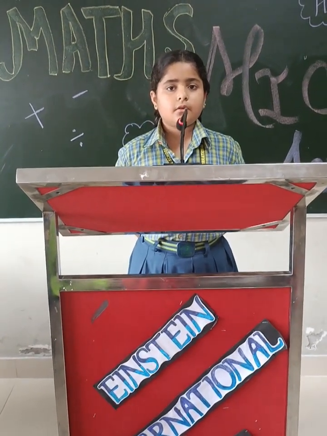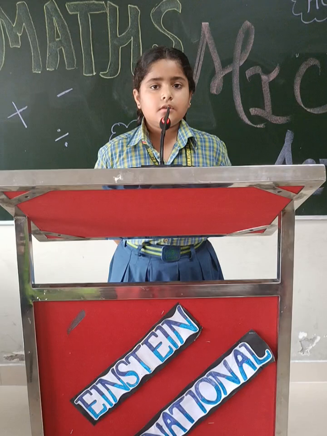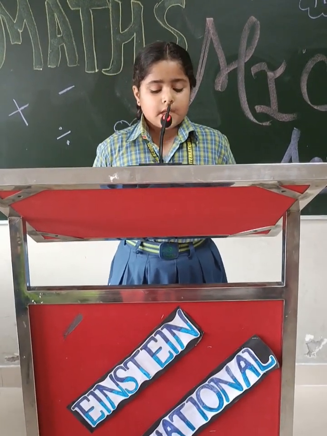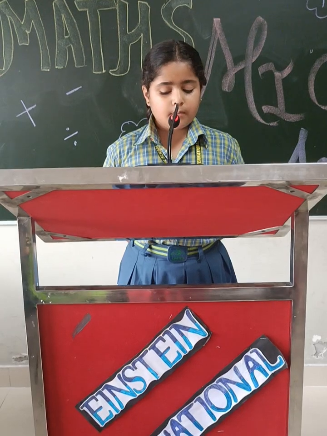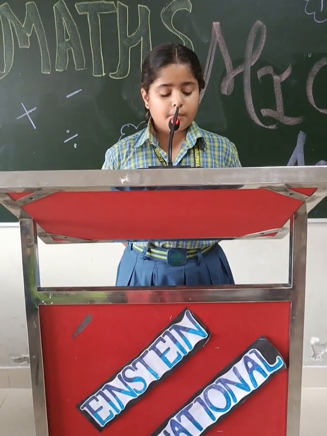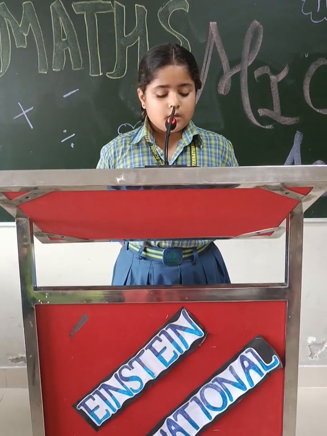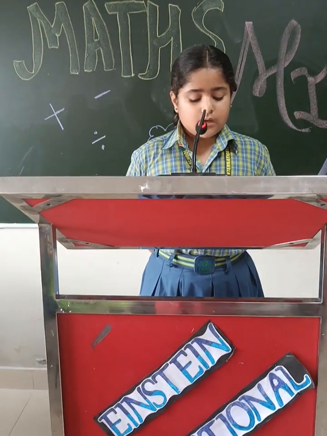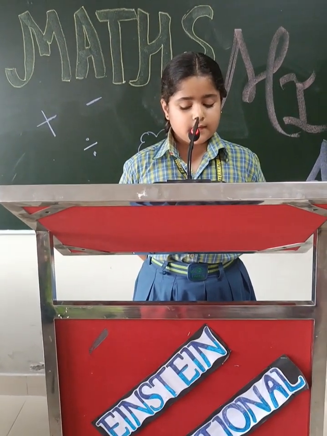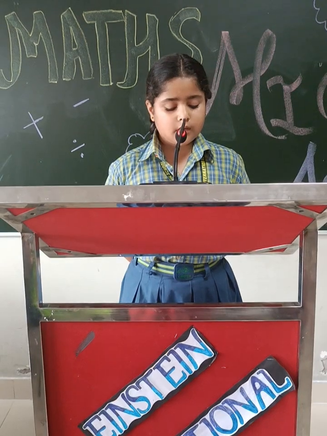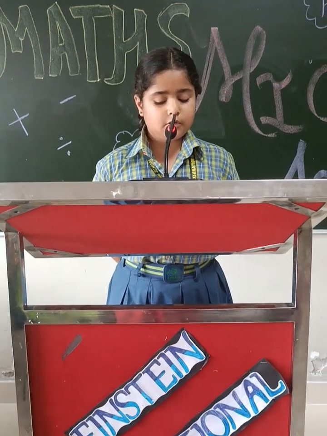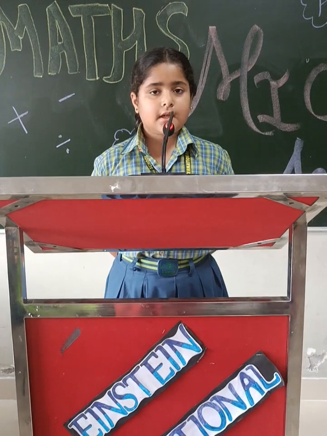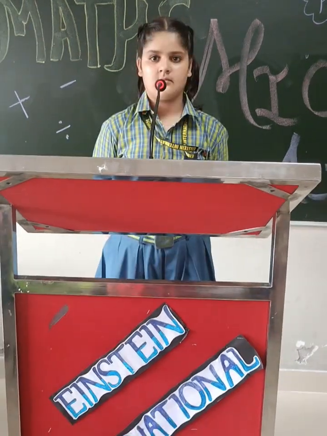Today I will share with you two types of fraction. A fraction that has a whole number part and a proper fraction part is called a mixed fraction. A fraction whose numerator is equal to or greater than its denominator is called improper fraction.